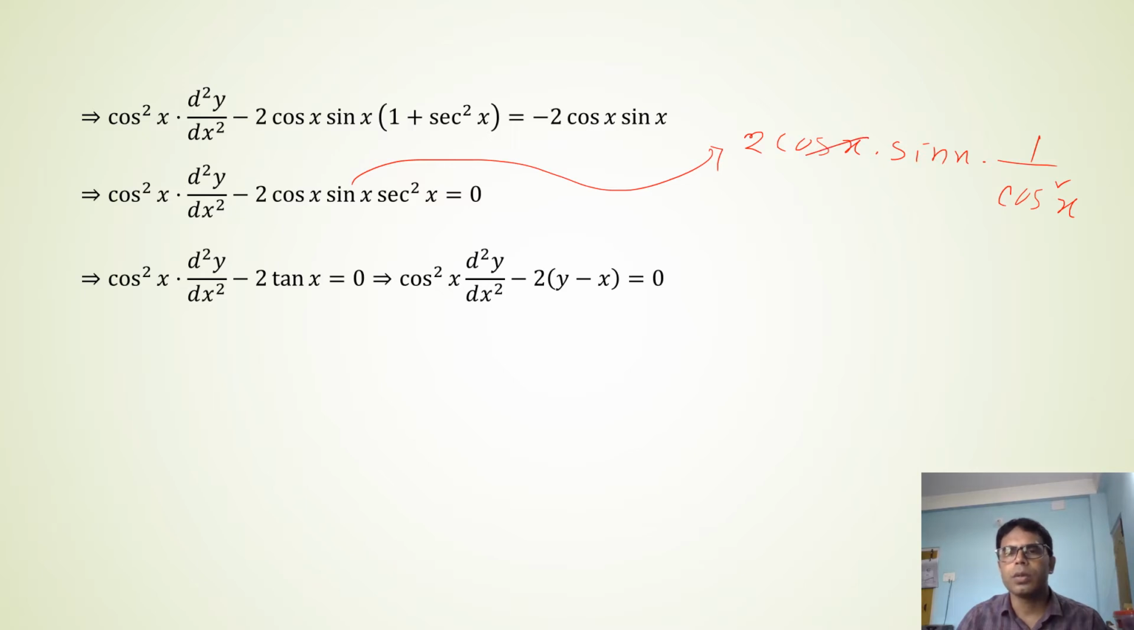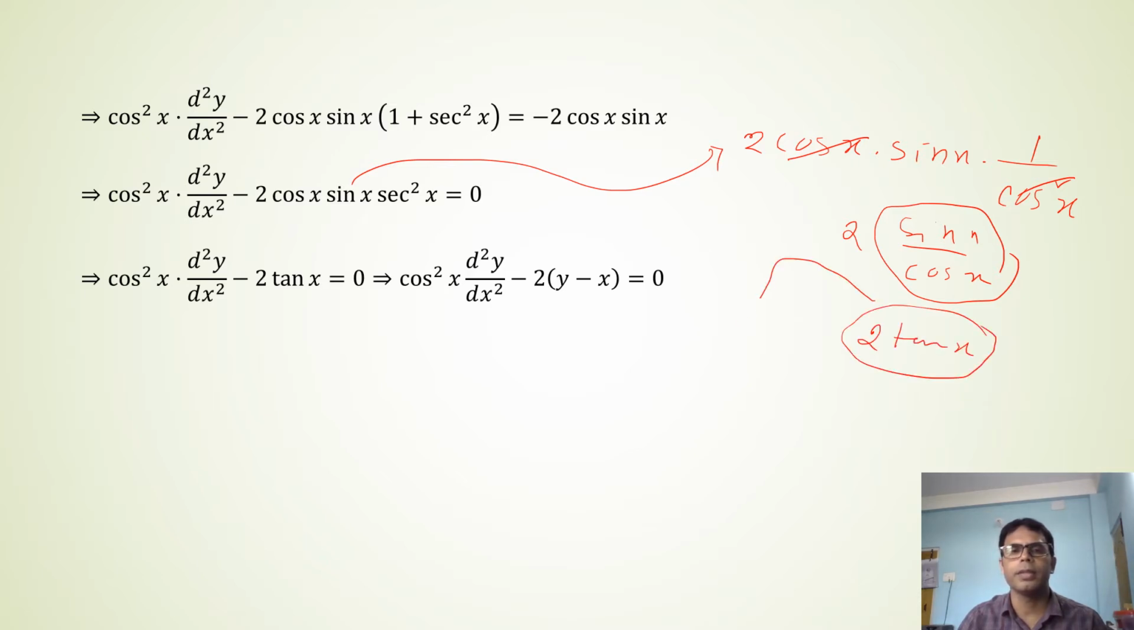So this cos and this square cos is cancelled, so you have the term only 2 sin x by cos x only. Is that clear? But sin x by cos x is simply tan x, so finally the term will be 2 tan x. So I have written here the direct term 2 tan x. Okay, so on the right hand side it is obviously 0, and that is the answer.